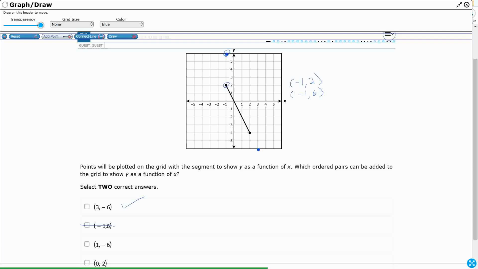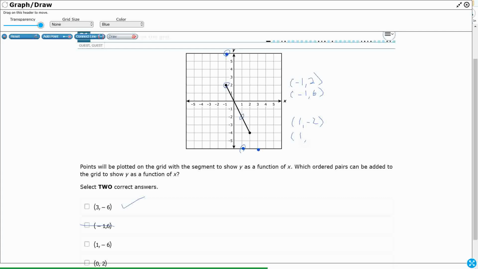Let's go to 1, -6. So 1, -6. Another problem right there, because I've got 1 goes to -2, and then 1 goes to -6. So 1, -2, 1, -6. That's not going to work. Now I've got a 0, 2. That's not going to work because take a look, I've already got a 0, 0. So if I've got a 0, 0 and a 0, 2, that is going to be not a function.